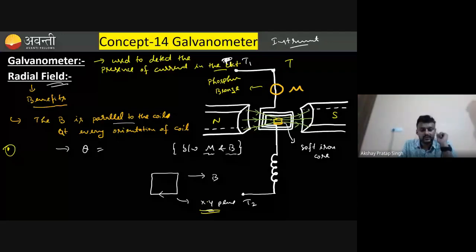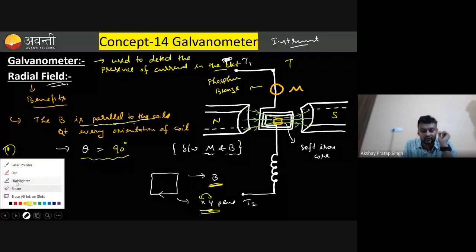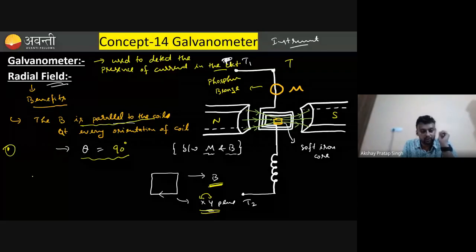Now again, how the radial field is achieved, this is again very famously asked question in the NEET examination, in the assertion and reason questions: how to achieve radial field.